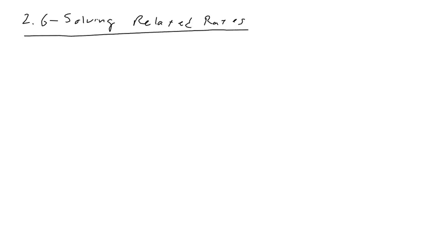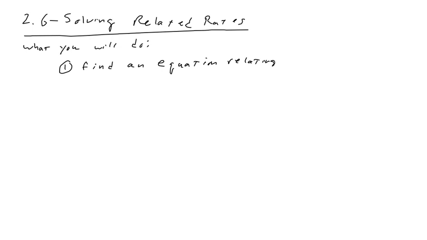So when you're solving related rates, what you will do, you're going to first find an equation relating two pieces of information, two variables, sometimes more. Two or more variables. You're gonna have an equation like the area equation of a circle.